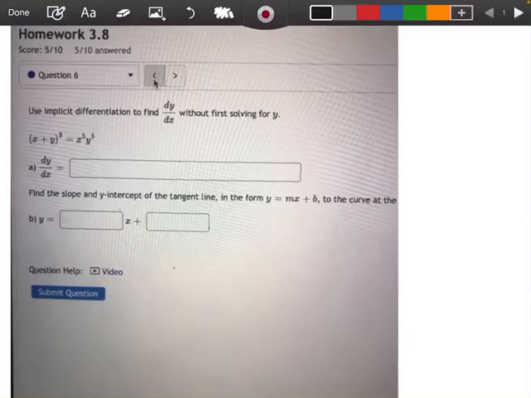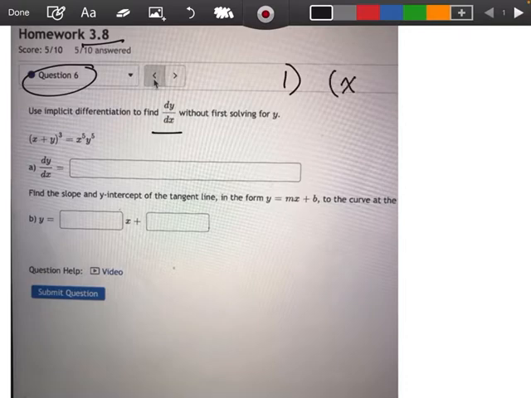Now, this is question number 6 out of 3.8, and we're supposed to use implicit differentiation to find dy/dx without first solving for y. Okay, so let's go ahead and get started. Step number 1, I'm going to write out my problem: (x + y)^3 = x^5 y^5.